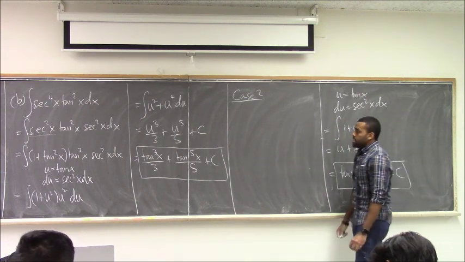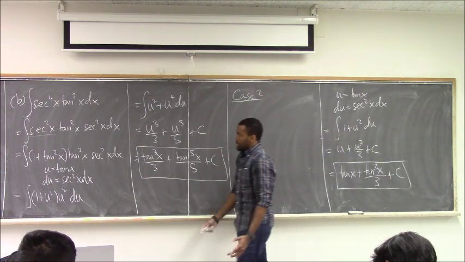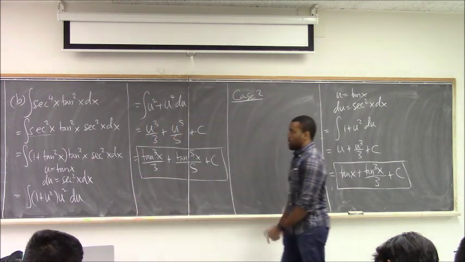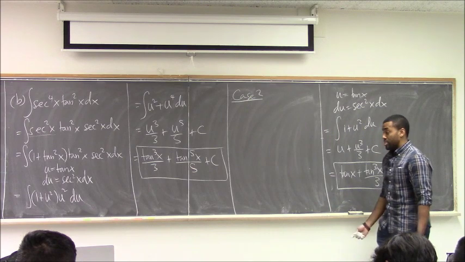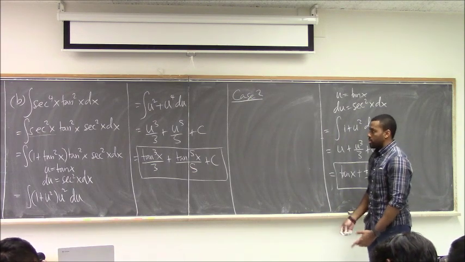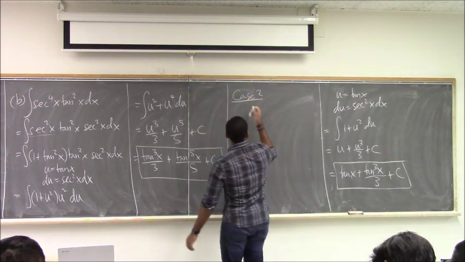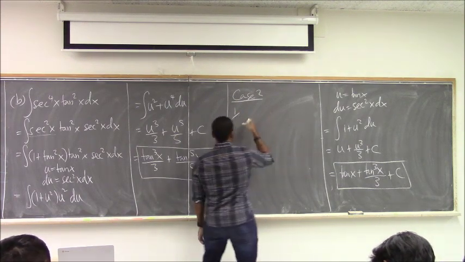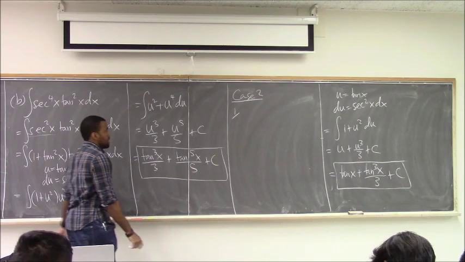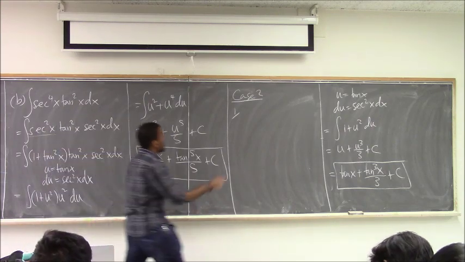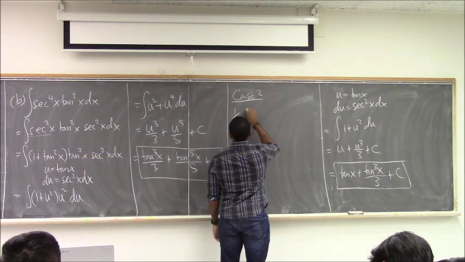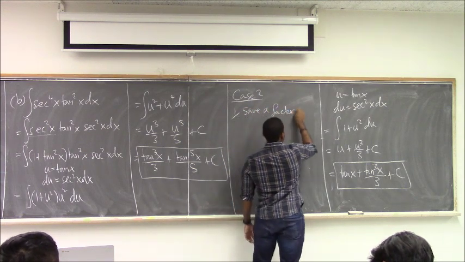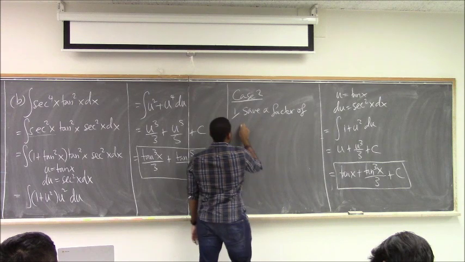For case 2, you need to have the secant around. It almost doesn't matter what the power is as long as it's present, as long as the power of the secant isn't 0. This is when your power of tangent is odd and there's a secant somewhere. What you can do is save a factor of secant tangent.